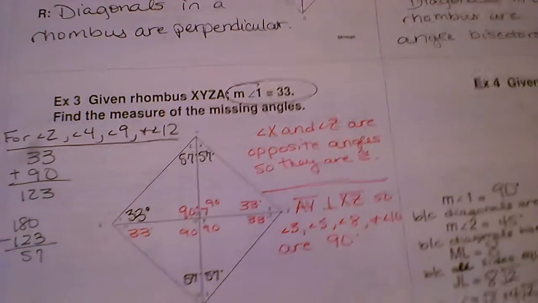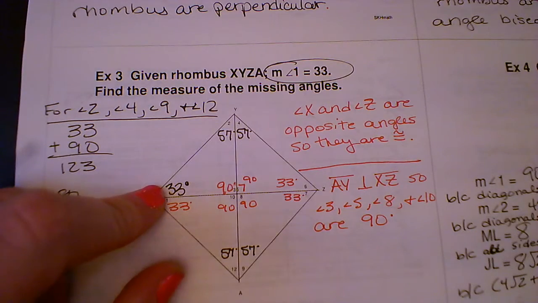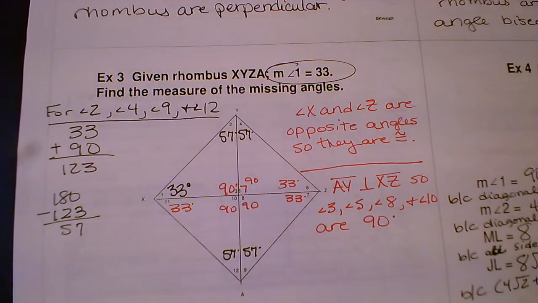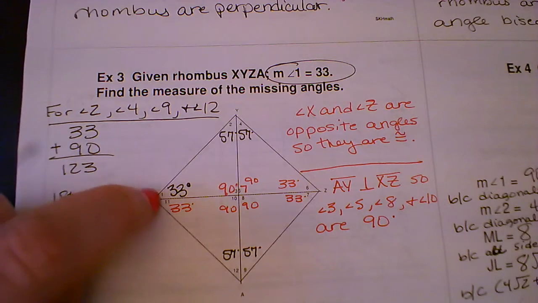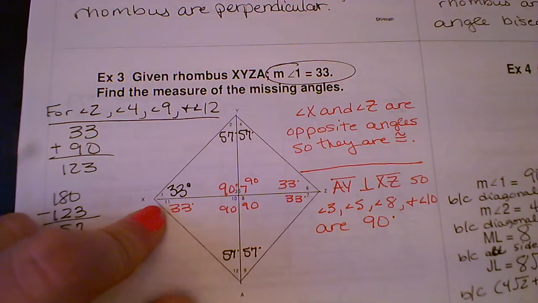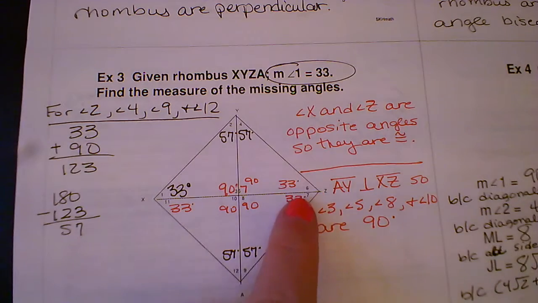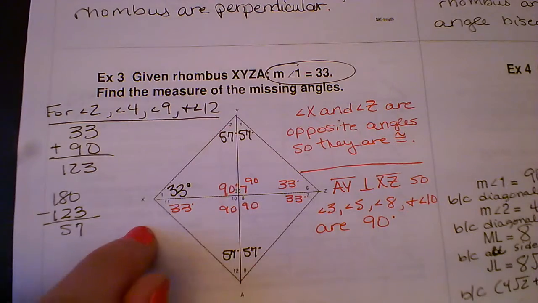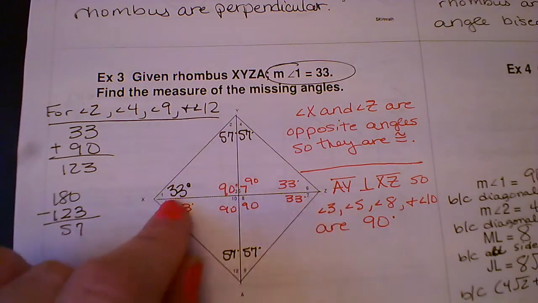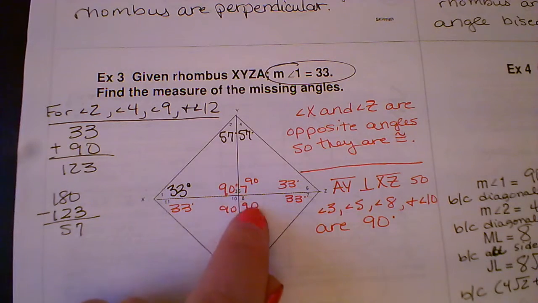Now, in this next example, we're actually using that property. If we're given that angle 1 is 33, and we know this is a rhombus, we know that angle 1 and angle 11 have to be congruent because that angle has been bisected by that diagonal. And we also know opposite angles are congruent, so we know that those are also 33. And then we know that the diagonals are perpendicular, so we know we have those right angles on angles 3, 5, 8, and 10.